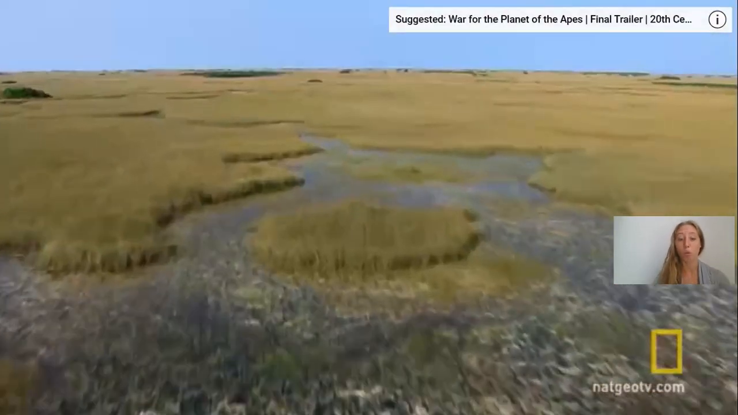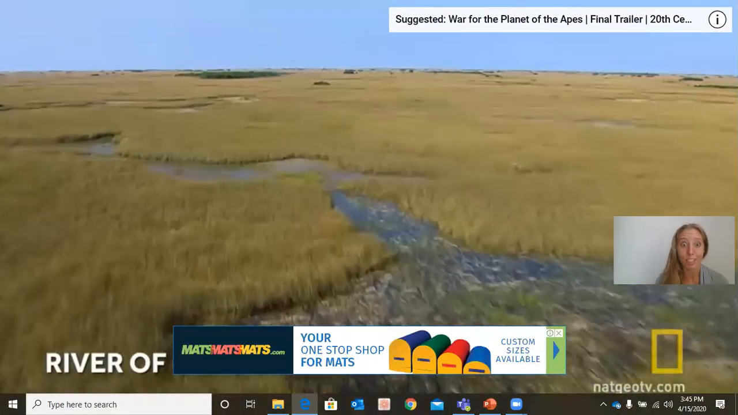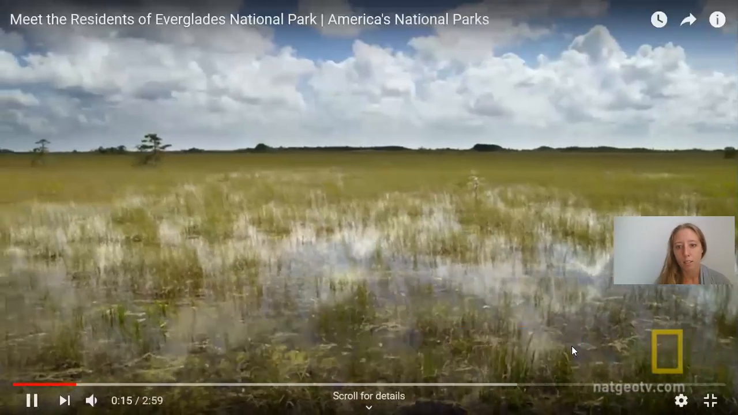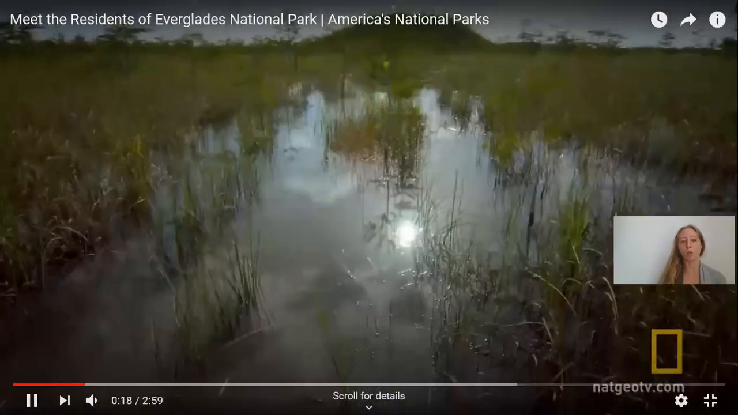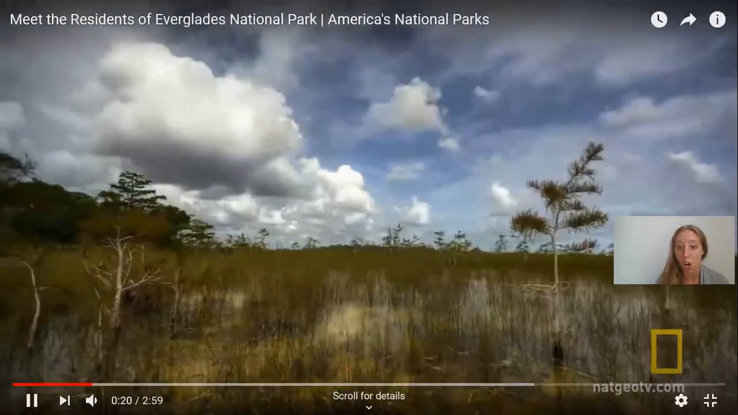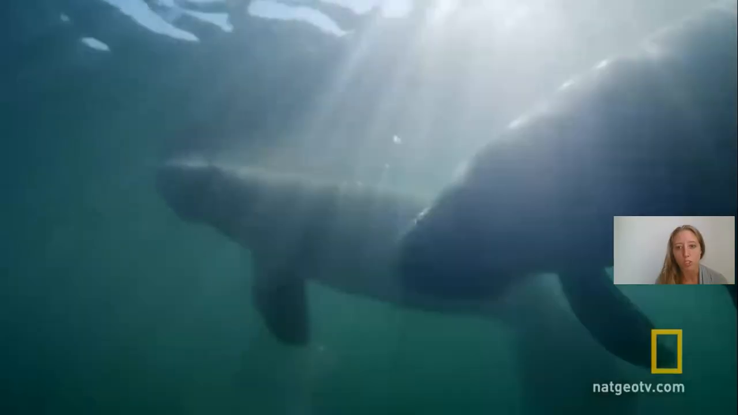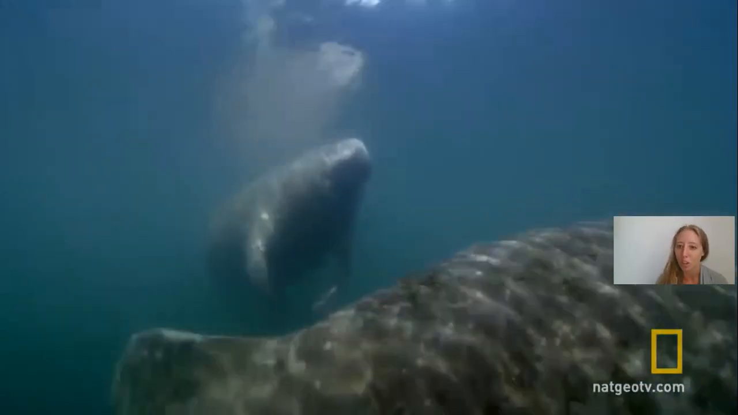Okay, so that's more of a marshland. As you can see, there aren't really a lot of trees. That's part of the Everglades. Okay, and then over here we can see grasses like sawgrass and cattail. As you can see, there are areas with some trees, so we'd start calling those more swamp areas.